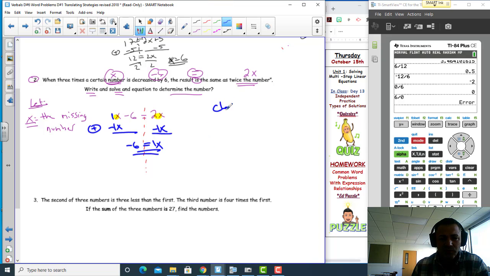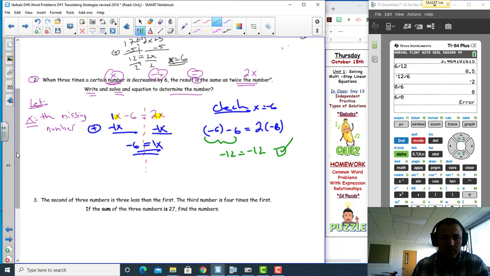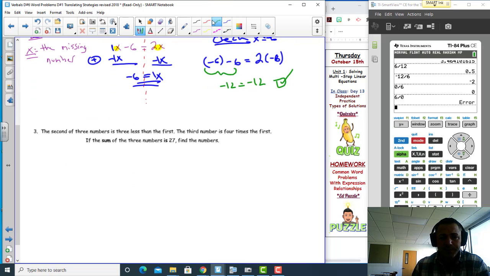Well then, is it true that x equals negative 6, and therefore negative 6 less 6 should be equal to twice negative 6? You'd have to evaluate both the expressions. Negative 6 minus 6 more is negative 12. And when you double negative 6, you get negative 12. Yay, it works. So smart. Cool. Number 3.